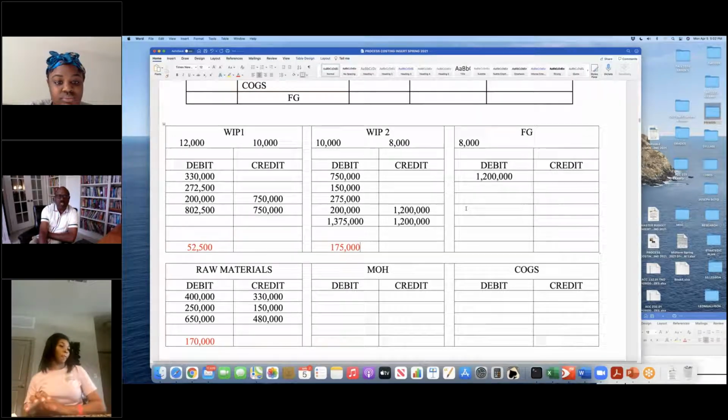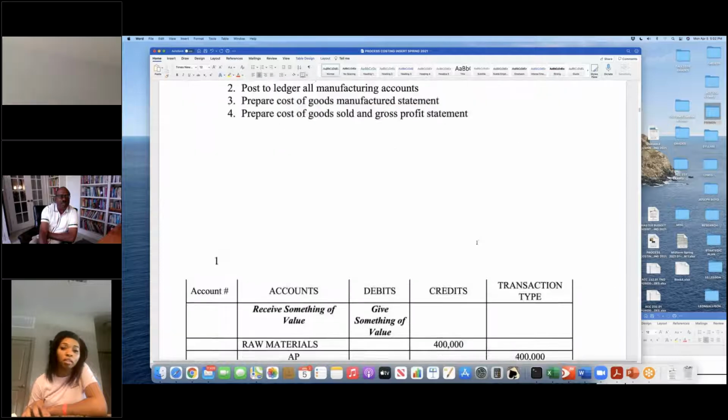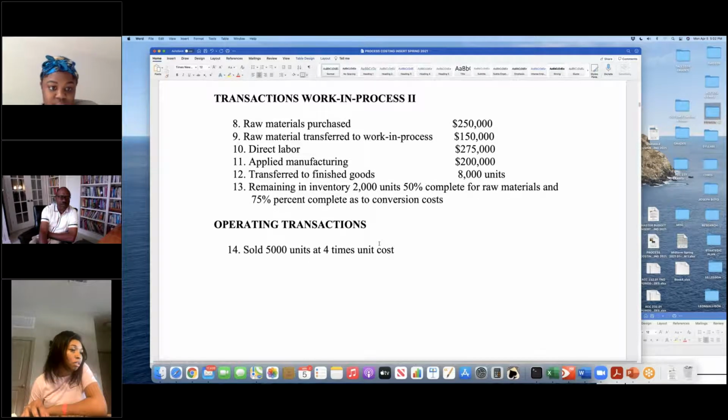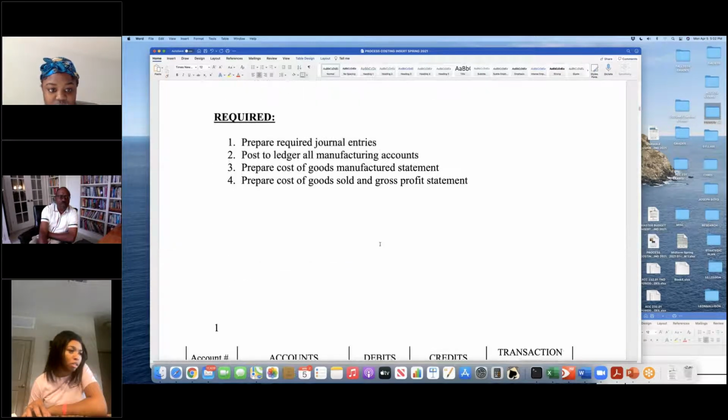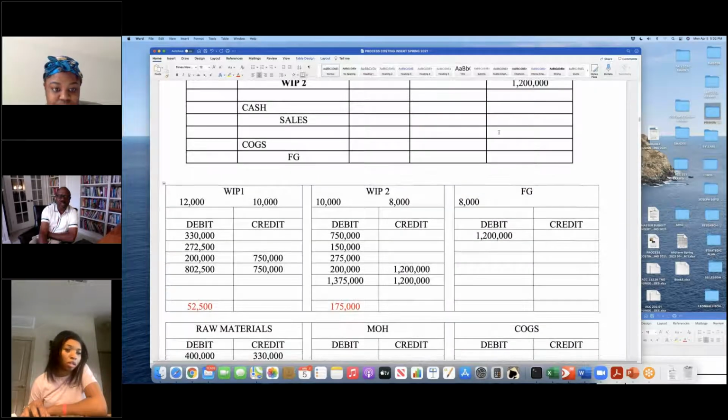Now, finished goods. Go back to finished goods, and it says we sold 5,000 units at 4 times the unit cost. So what's our unit cost? 150. Okay, how'd you get 150?